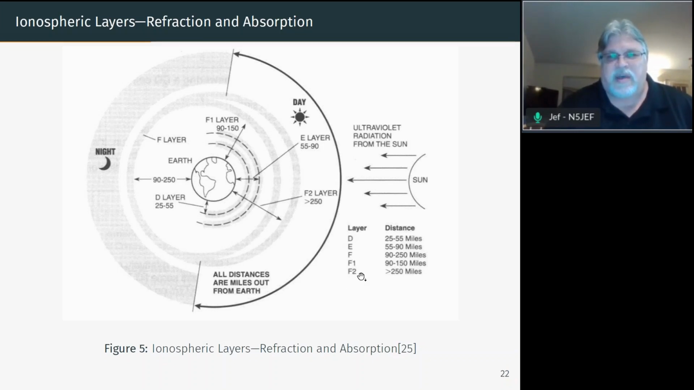What we really care about is the F1 and F2 layers. And in the day, as the radiation from the sun charges up the ionosphere, the F1 and F2 layers separate and do a very good job of refracting energy. Depending on the wavelength that you're sending out, it'll refract that energy back down to the Earth at some distance. And we'll look at that in just a moment.